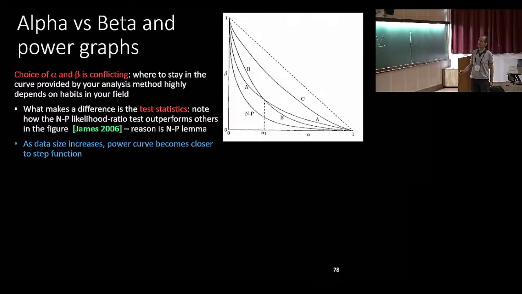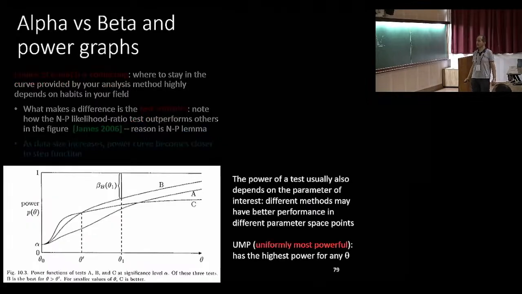And another thing to say is that as the data size increases, you are naturally moving towards the step function, because the power of the data grows, and so your power grows. The two test statistics will grow far apart, and then it will be easier to place a cut in between them. And another graph that we already saw when we discussed the die example is the graph of power as a function of the true value of the variable that you are testing.